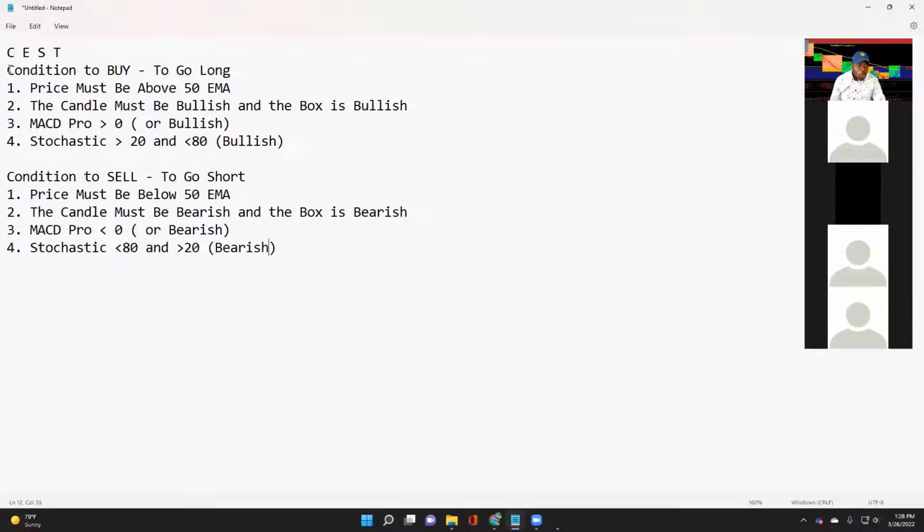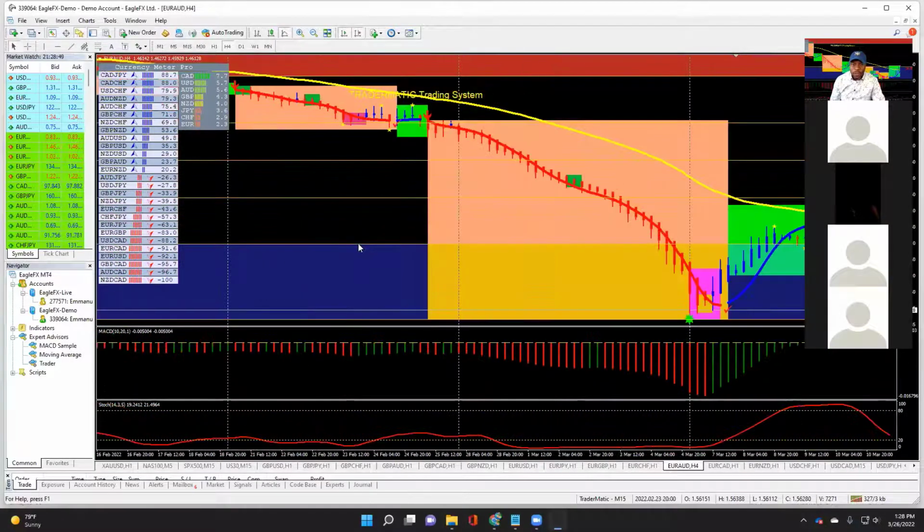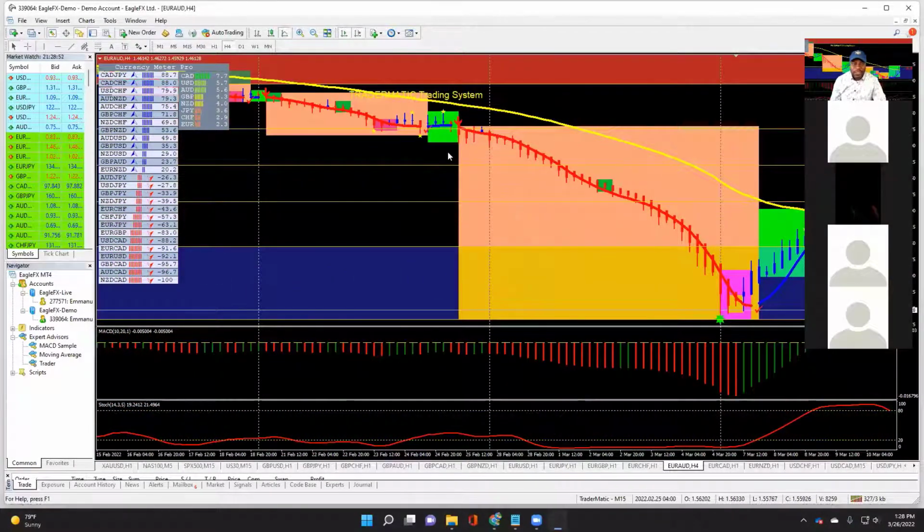So you have the condition to go long here. We have the condition to go short right here. So let's take a look at our chart. You see a chart formation like this. The first thing, the price is below the 50 EMA. Do you see that? Even here, the price is below 50 EMA. So the 50 EMA is above it. That is number one condition right there.